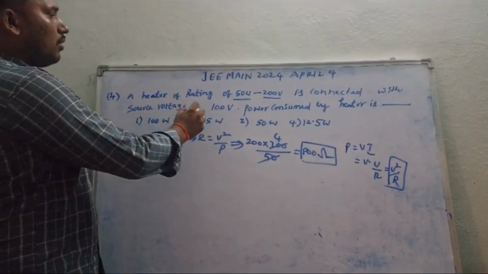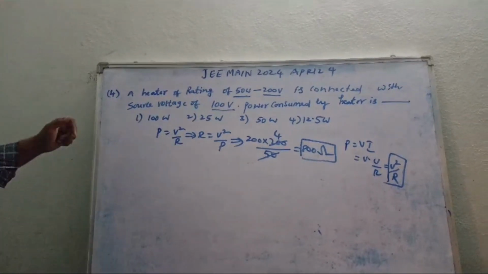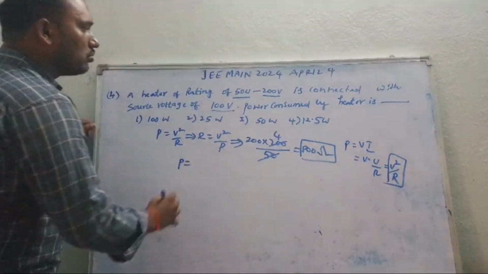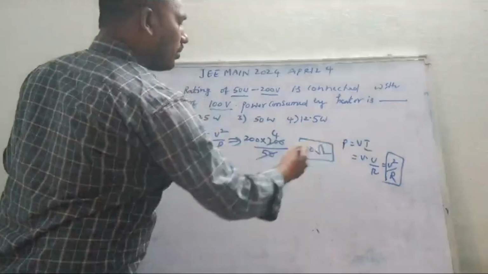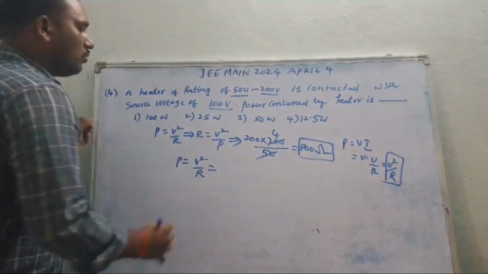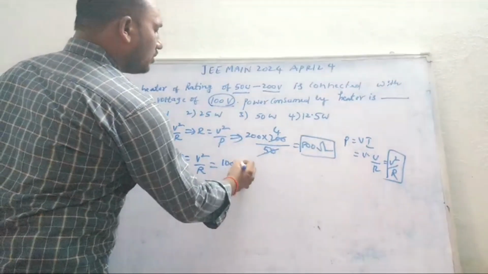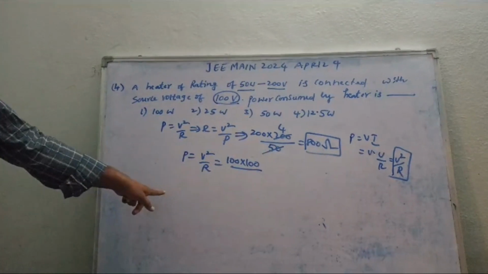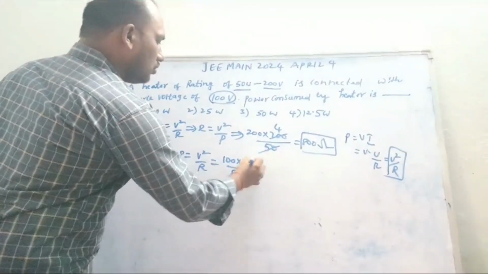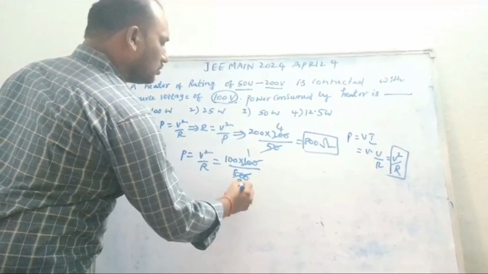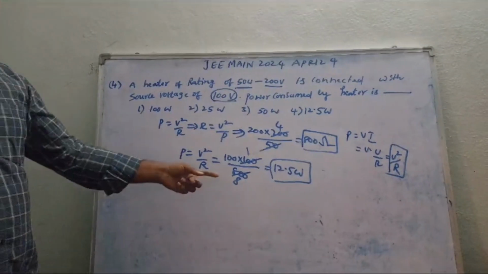Now the heater is actually connected to a voltage source of 100 volts, and for that we want to calculate power. We have the voltage and we know the resistance, so using the same formula, P is equal to V square by R. What is the V value? The voltage of the heater is 100 volts. So 100 into 100 by the R value, which we just calculated, 800 ohms. So we get 12.5 watt.